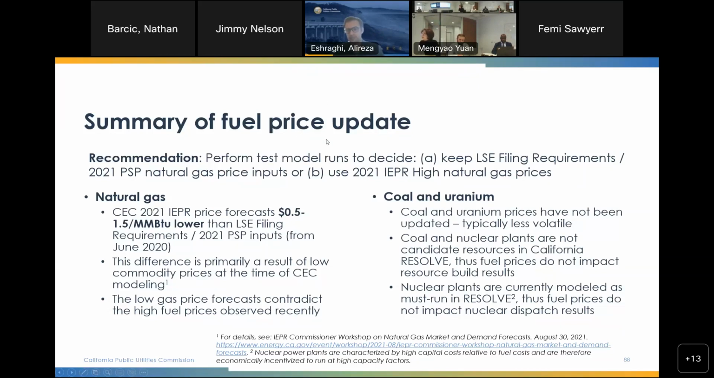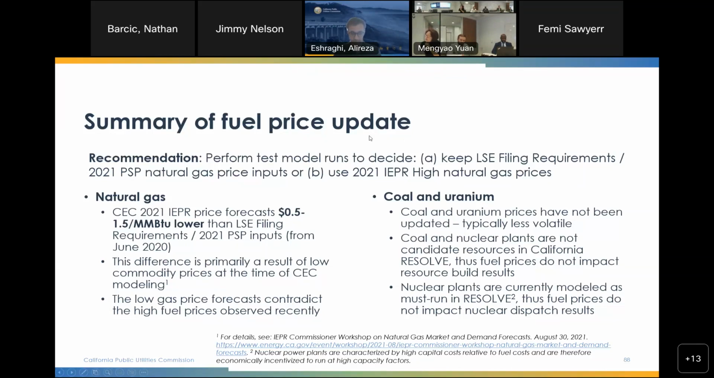For this update, we did not update the coal and uranium prices because these prices are typically less volatile than natural gas prices. Also, with the way that we're modeling coal and nuclear power plants in RESOLVE, these fuel prices are not expected to have a big impact on the model outcome.